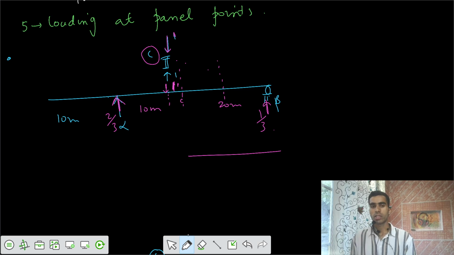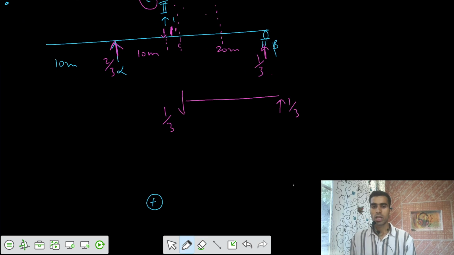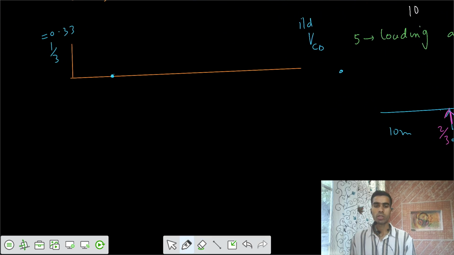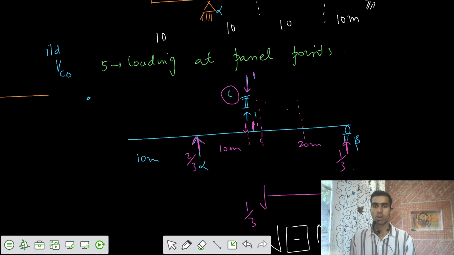If we cut that section, you are applying a reaction of 1/3, and there is no external load in the CD part. So you would have some shear of 1/3 downwards. As per sign conventions, what is this shear? You have a right of section, your shear is downwards, so this is negative shear, negative 1/3. So somewhere here, 0.33. So we got one more ordinate.